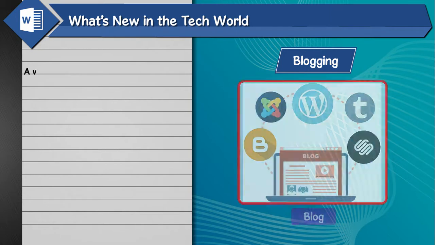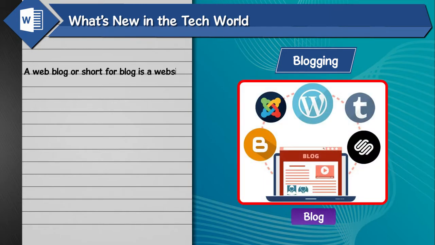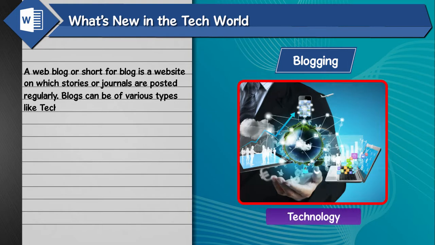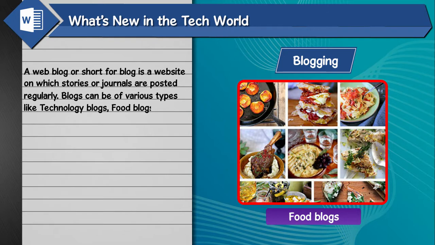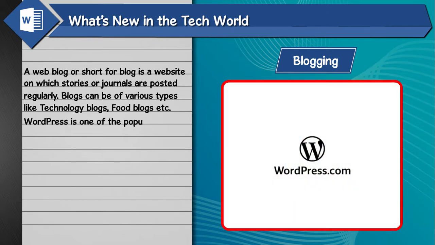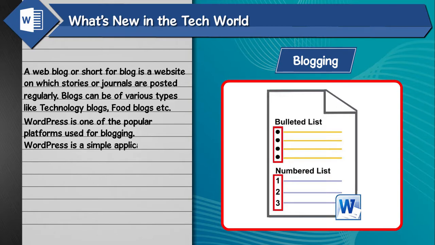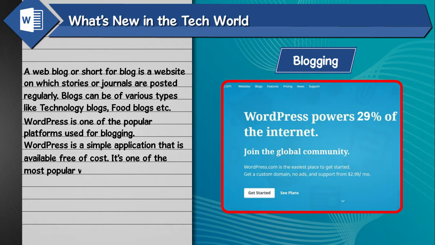Blogging. A web blog, or blog for short, is a website on which stories or journals are posted regularly. Blogs can be of various types like technology blogs, food blogs, etc. WordPress is one of the popular platforms used for blogging. WordPress is a simple application that is available free of cost. It's one of the most popular ways to create your own blog.